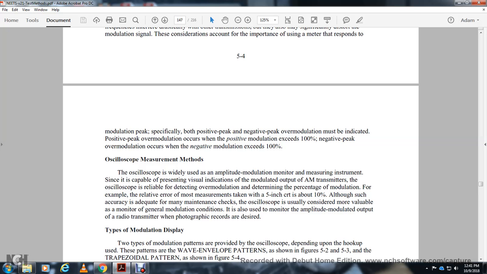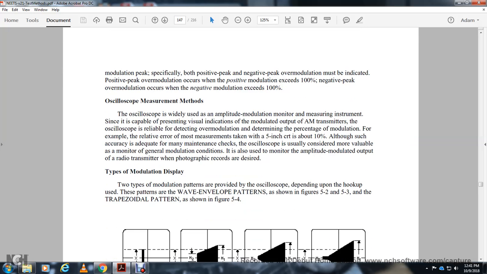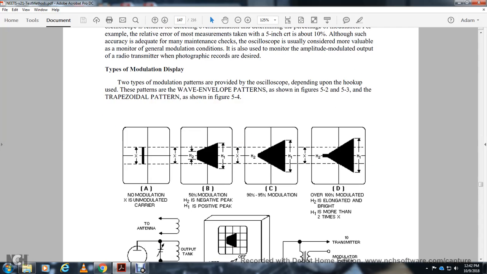You would monitor the amplitude of the modulated output of the radio transmission, with photographic records. Types of modulation display: the two types of modulation pattern provided with the oscillator, depending on the hookup, are the wave envelope pattern shown in figures 5.2 and 5.3, and the trapezoidal pattern shown in figure 5.4.